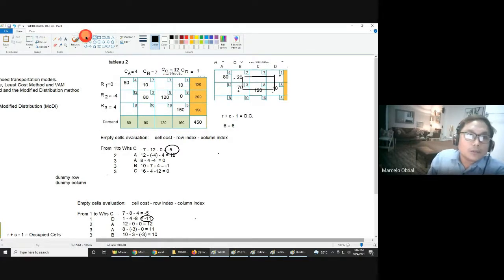Okay. So we will create a closed path. Okay, down. It can also start from the left, no? It will not matter, class. Then right, then up, then go back to the empty cell. Again, our closed path's corner points should have contents, or be occupied, except for the first cell. That one should be empty, which is why it is called empty cell evaluation.